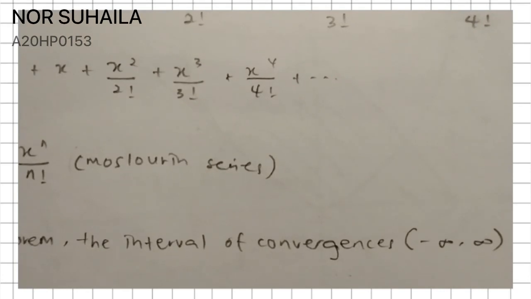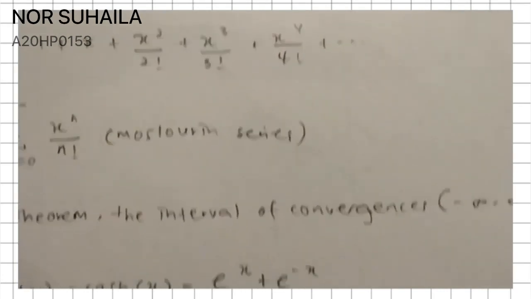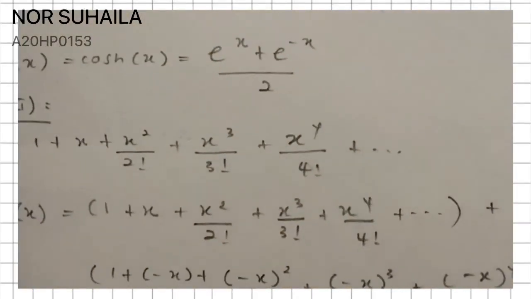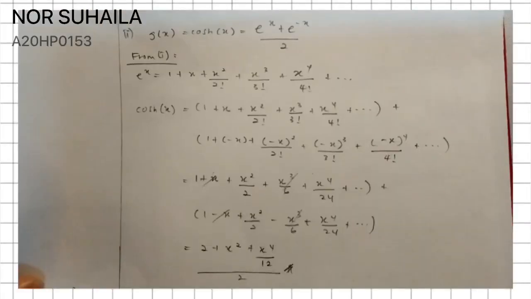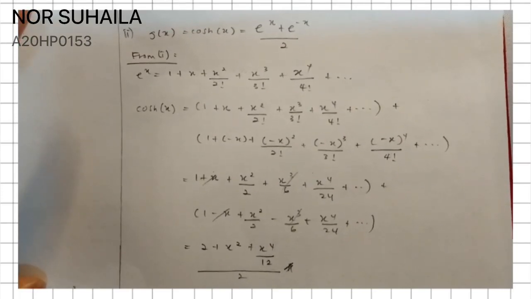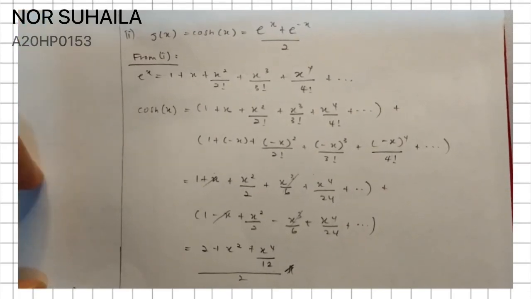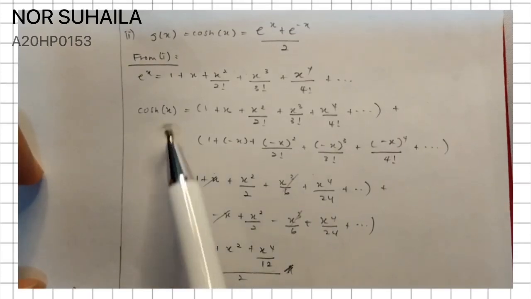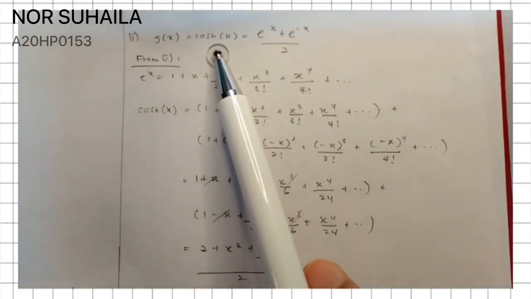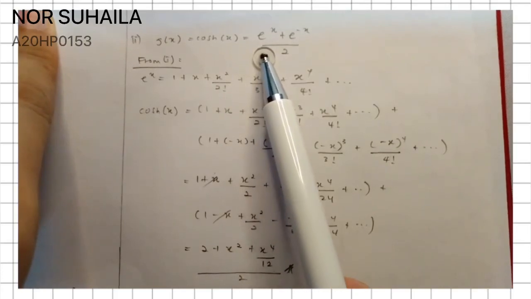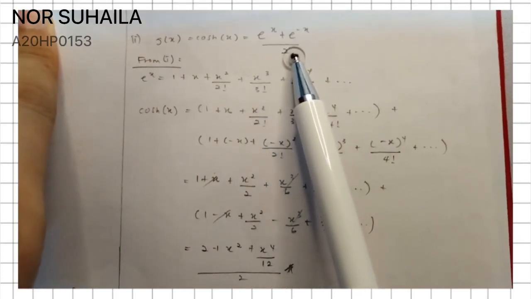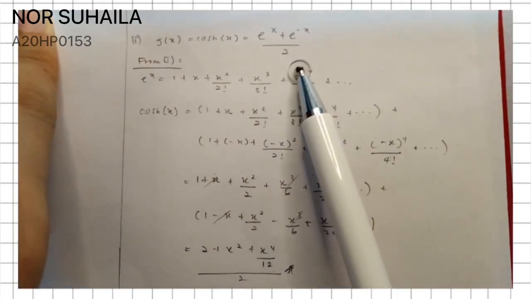So the equation 2 Roman. From 1 Roman, derive the series for the function g(x) = cos x. So g(x) equals cos x, so we got e power of x plus e power of negative x divided by 2.